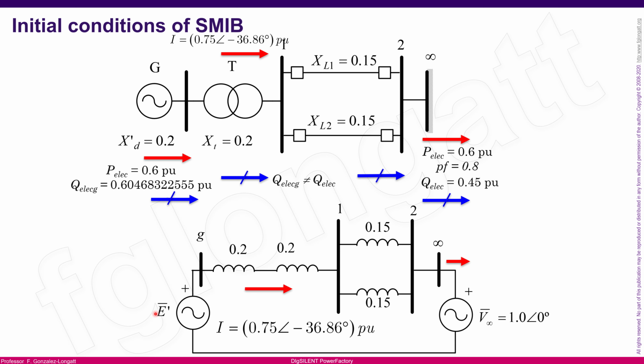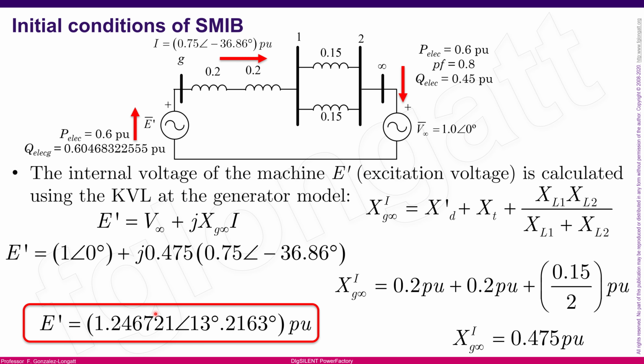But before going so deep over there, my job right now is to calculate that internal voltage, okay? And that internal voltage is extremely simple to calculate. All my students are extremely expert in circuit analysis, okay? And we used this circuit before. We know the current. The current is 0.75 per unit at minus 36.86. That is the value for the current.